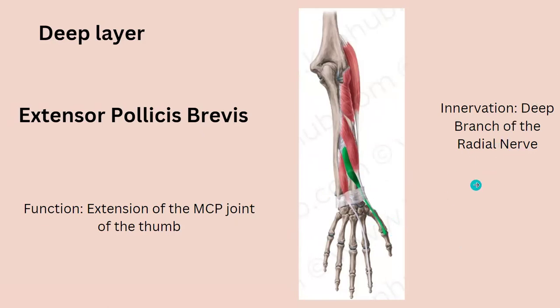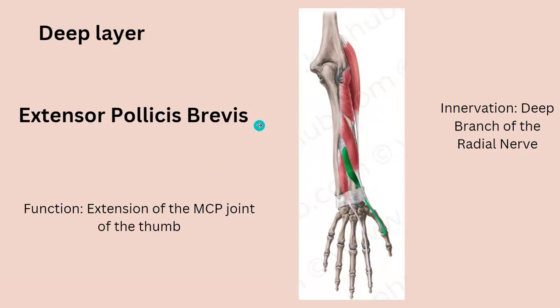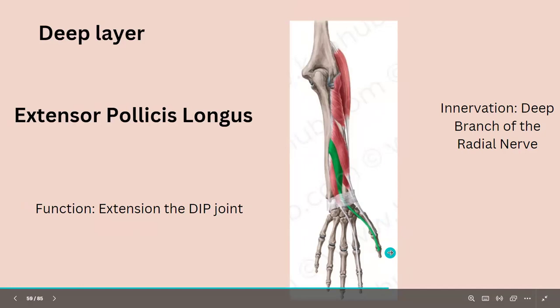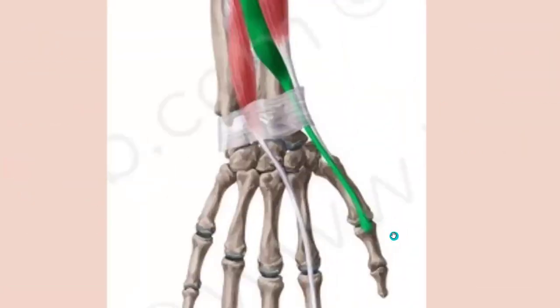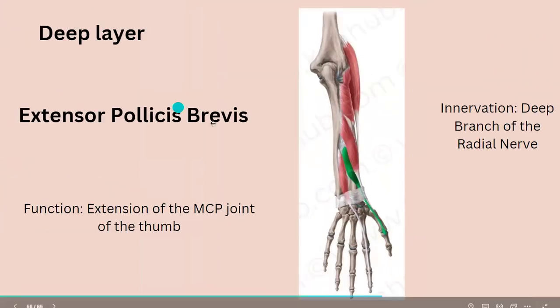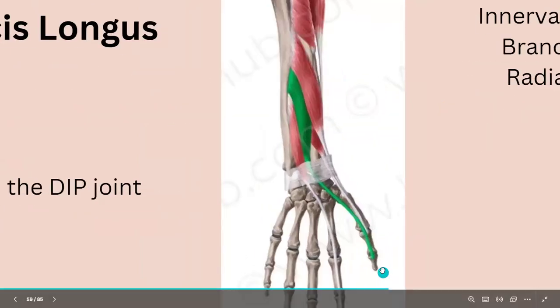Now it's innervated by the deep branch of the radial nerve as well. All the muscles in the deep layer are innervated by the deep branch of the radial nerve. Then we have the extensor pollicis longus. It's similar to the extensor pollicis brevis, although it's longer, so it makes sense. If it's longer, it's going to attach to the more distal joint. You can see here, the brevis is attached to the more proximal joint since it's the shorter muscle. The longus is a longer muscle, so it goes even deeper to attach to the distal phalanx.